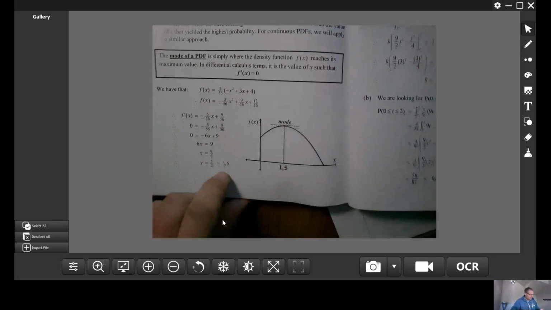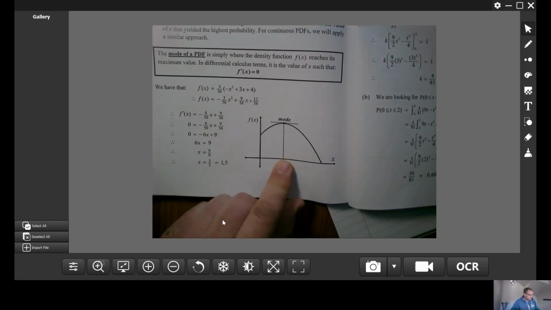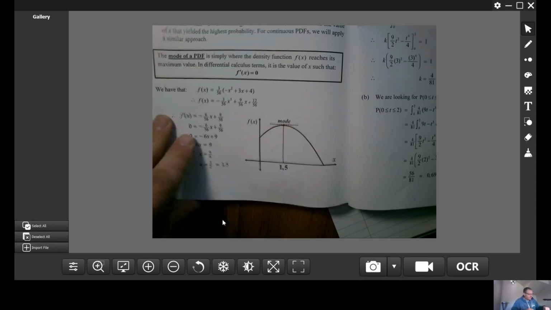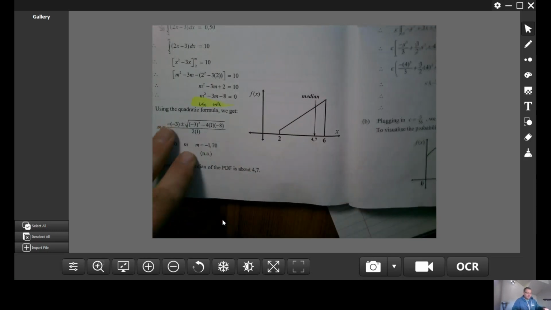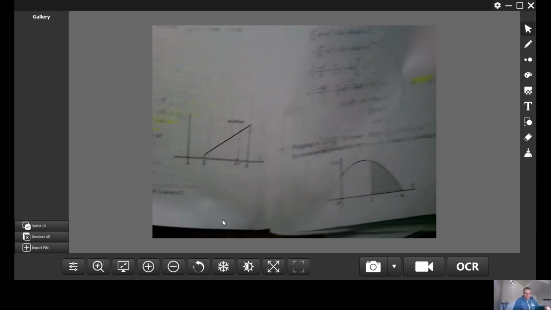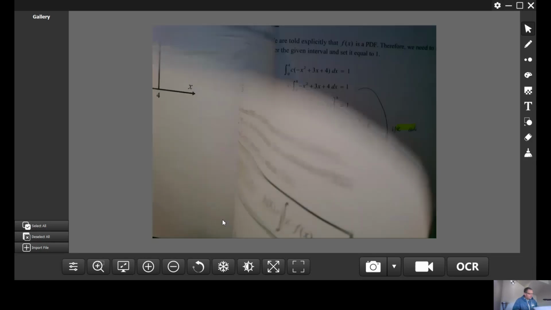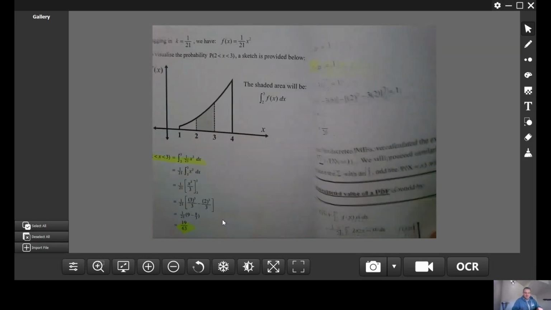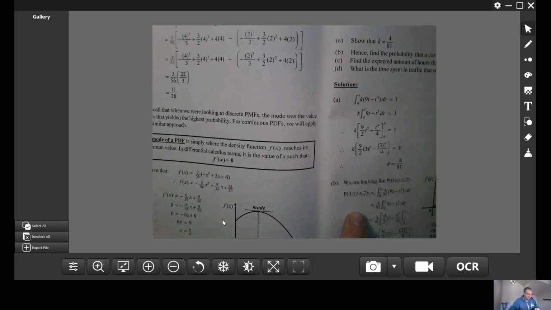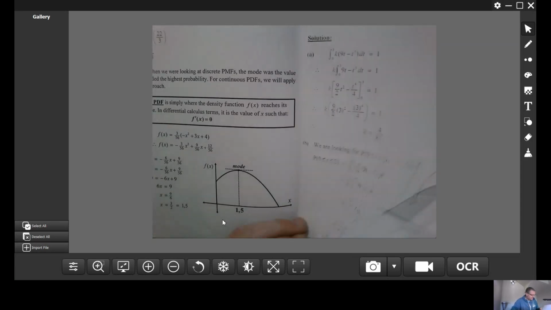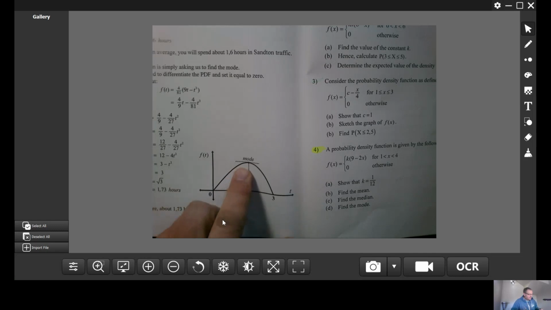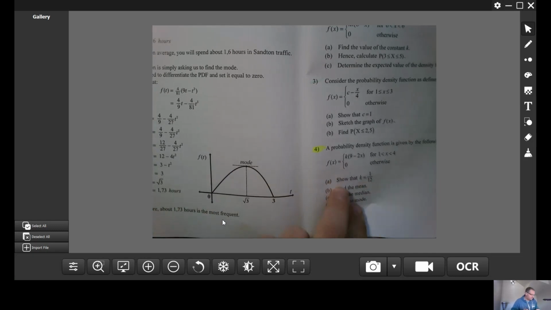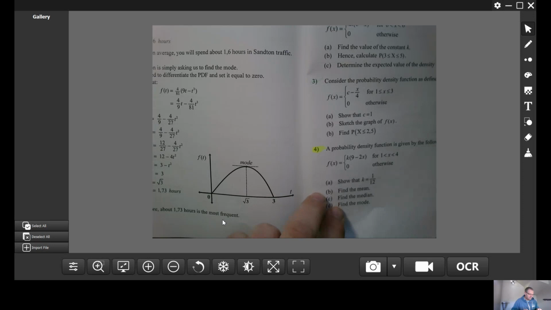Just one thing with the mode. The mode is where it reaches its maximum value. So in a case like this, that would be the mode. That would be the mode over there. It's the turning point. So if there's no turning point, it's where the maximum value happens. So you have to sometimes sub in the endpoints. If it's a curved function, how do I find a maximum value? It's where the derivative of the probability function is equal to 0.